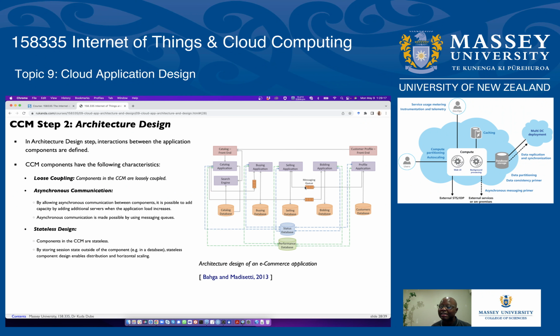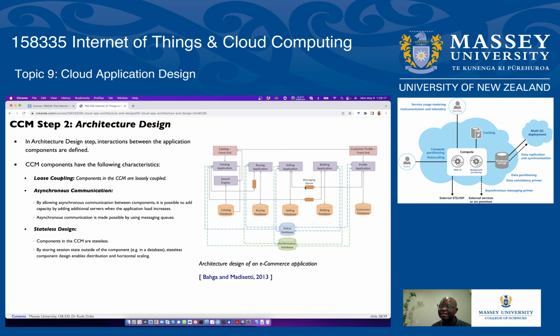Right. A deployment diagram is where you look at application components and map them to specific cloud resources such as web servers, application servers, database servers. And since the application components are designed to be loosely coupled, stateless with asynchronous communication, it means they can be deployed independently of each other. You can just deploy them independently of each other.